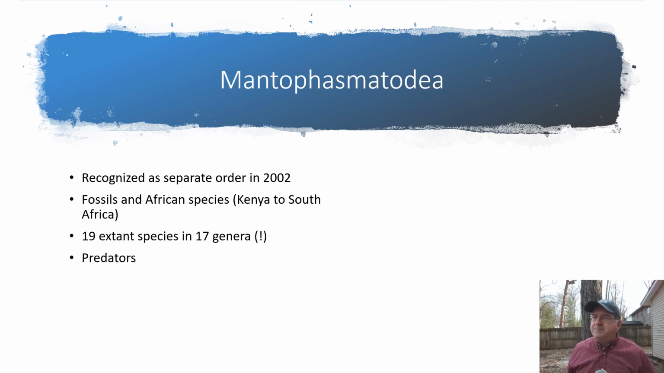Starting with the Mantophasmatodians. These were separated out as a distinct order of insects only in 2002, so less than 20 years ago, were these recognized as being so different that they deserve to be placed in a separate order. Species had been known from fossils. There are fossils of these things in Baltic amber, but then they discovered some living species in Africa.